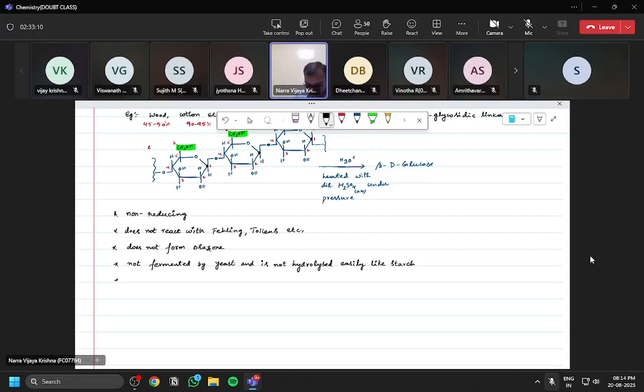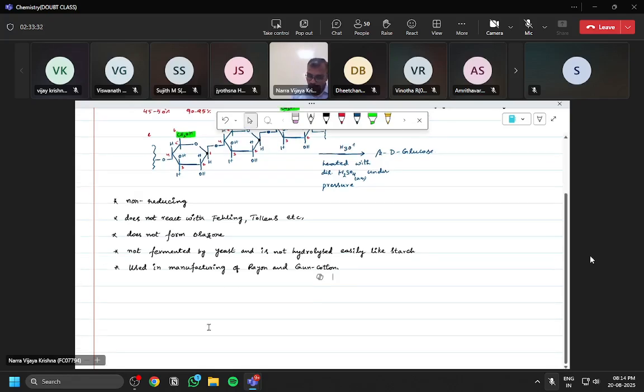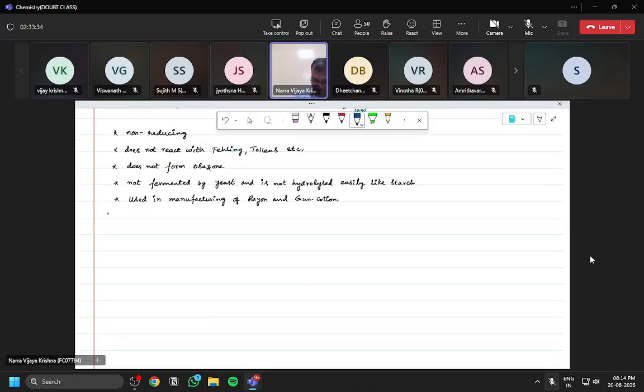It is used in the manufacturing of rayon, polymers, guncotton, etc. One note.